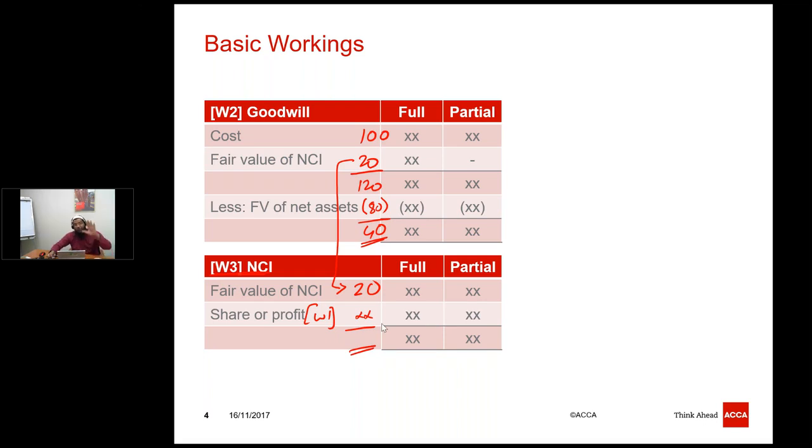Is this clear to everyone? The full goodwill method, any confusion with this? I will move on slowly so that you can understand properly.